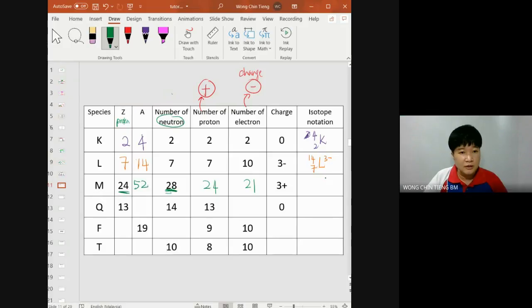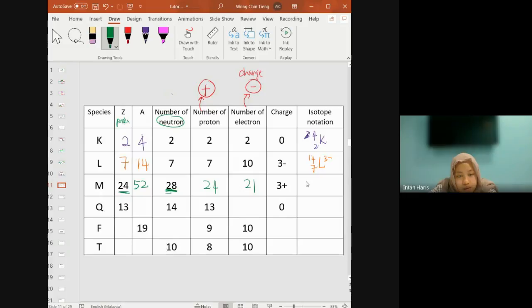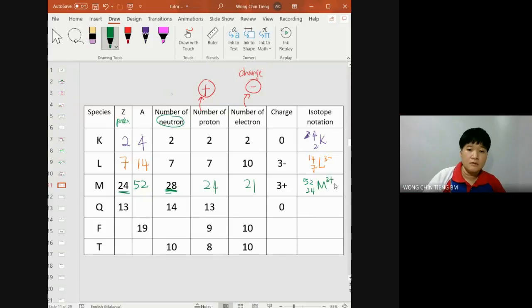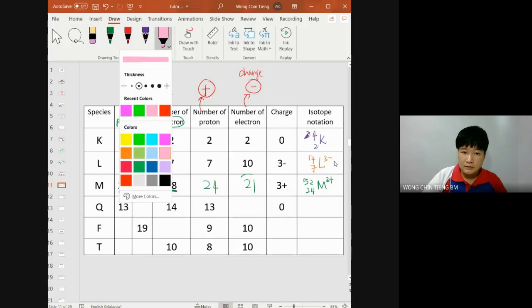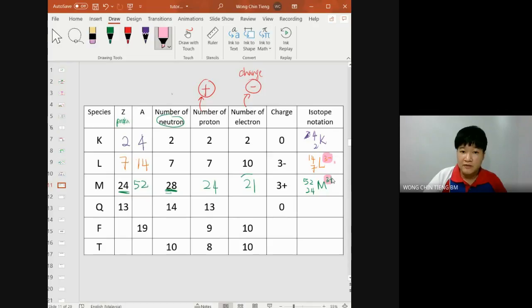Isotope notation, Intan? 52 bawah 24, M 3 positif, 3 plus. Okay, 3 plus. Bear that in mind, check all the charge. Your charge must be number count first. Siapa yang salah tu tolong betulkan eh.